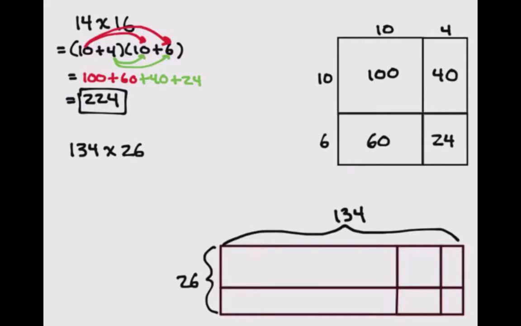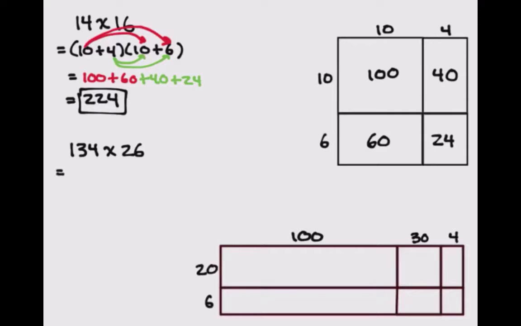But again, that's a really tough multiplication problem to do. So what I like to do is break up 134 into 100 plus 30 plus 4 and break up 26 into 20 plus 6. Again, we have the exact same multiplication problem on our hands, it's just written a little bit differently.